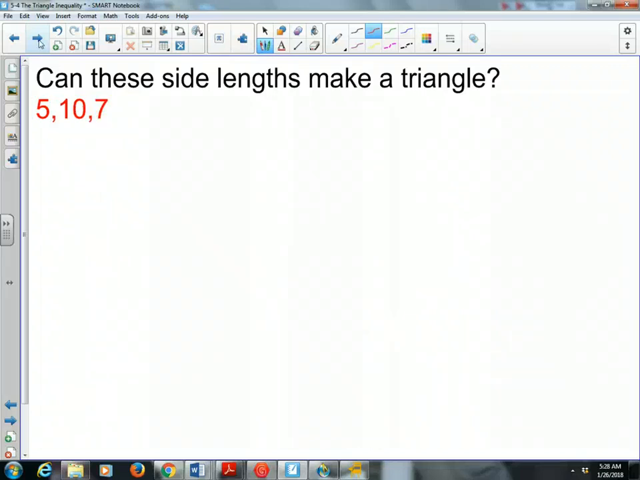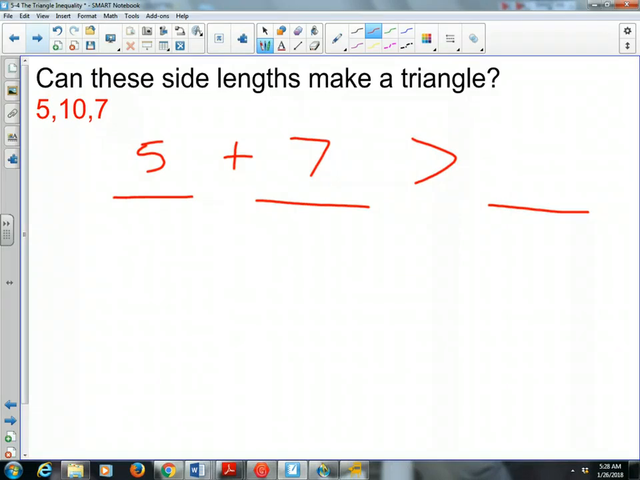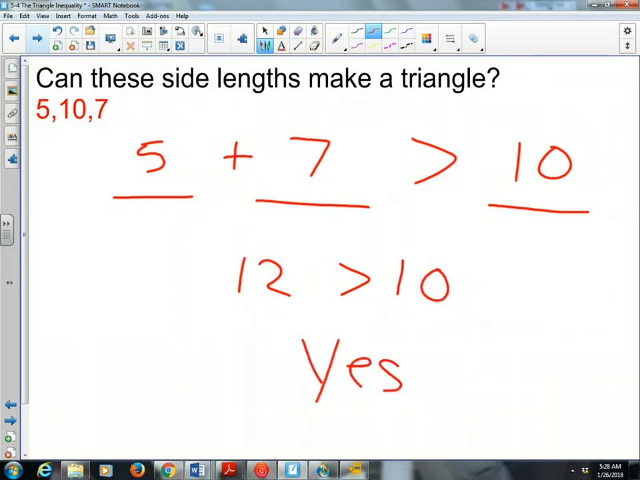How about with lengths of 5, 10, and 7? Well, the sum of the two shorter sides has to be greater than the third side. Is 5 and 7, the two shorter sides, greater than 10? Is 12 greater than 10? Of course it is. So this one is a yes. If you have a segment that is 5 miles long and 10 miles long and 7 miles long, you can make a triangle with those three lengths.